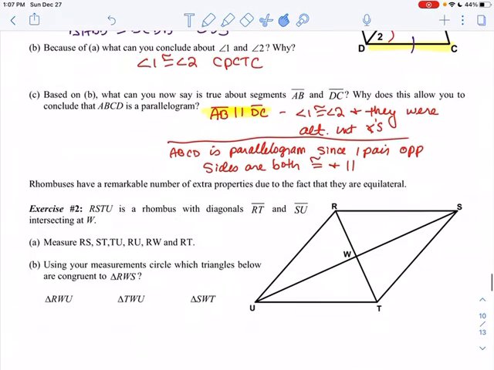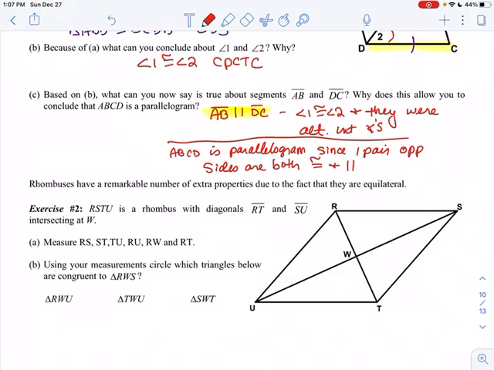All right, but rhombuses have a lot of extra properties. In addition to all the properties of a parallelogram, they have some extra ones which we are going to discover right here. So I'm going to measure RS, ST, TU, RU, RW, and RT.